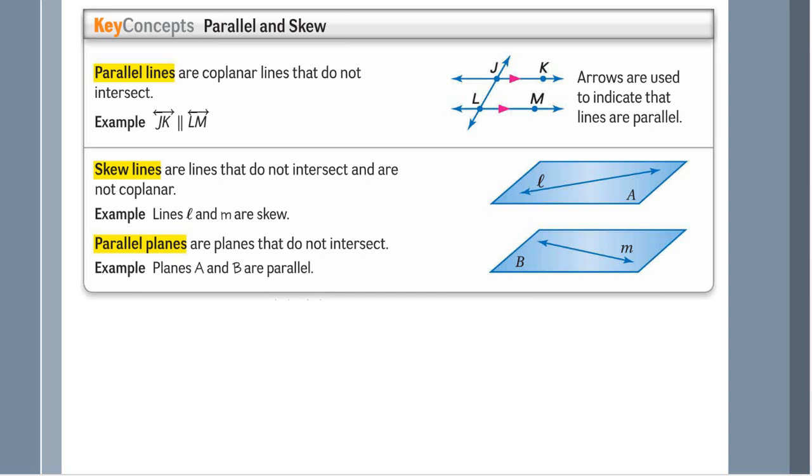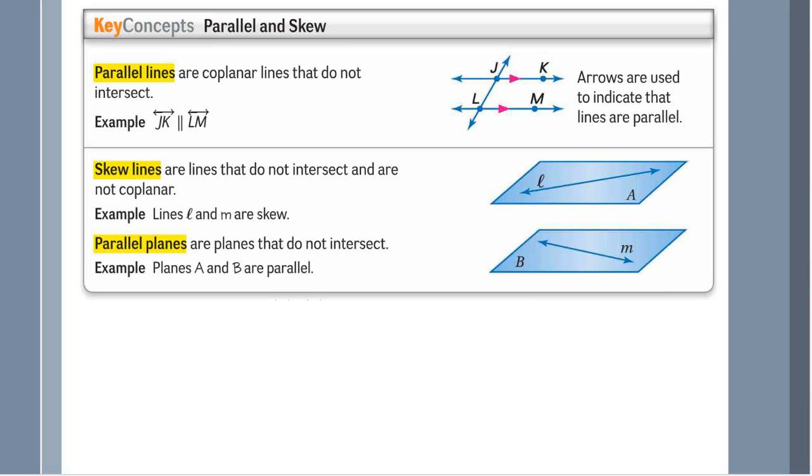So the key concepts. Parallel lines. We know what parallel lines are. We've talked about them before, right? They're coplanar lines that do not intersect. So here we see JK and LM are parallel, right? So we all understand that. Skew lines, that's new to us. And they are lines that do not intersect and are not coplanar, okay?